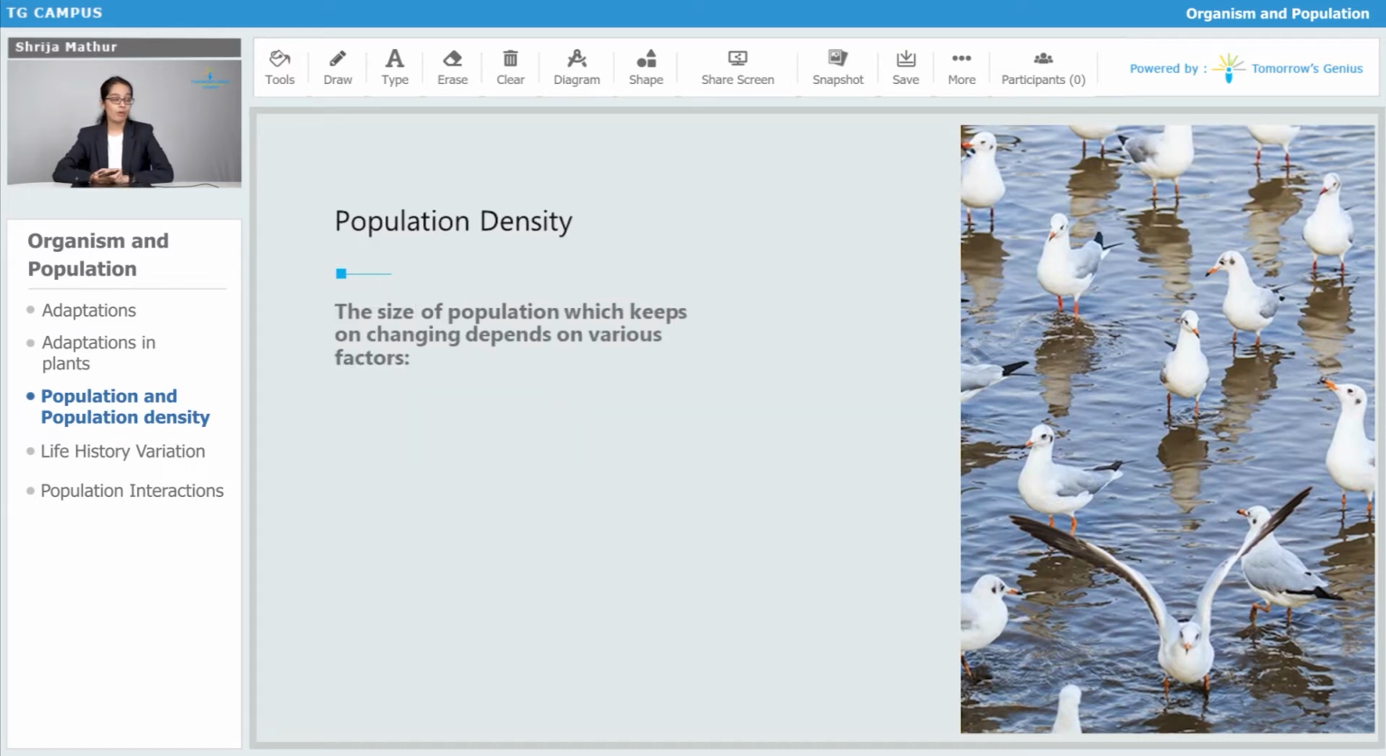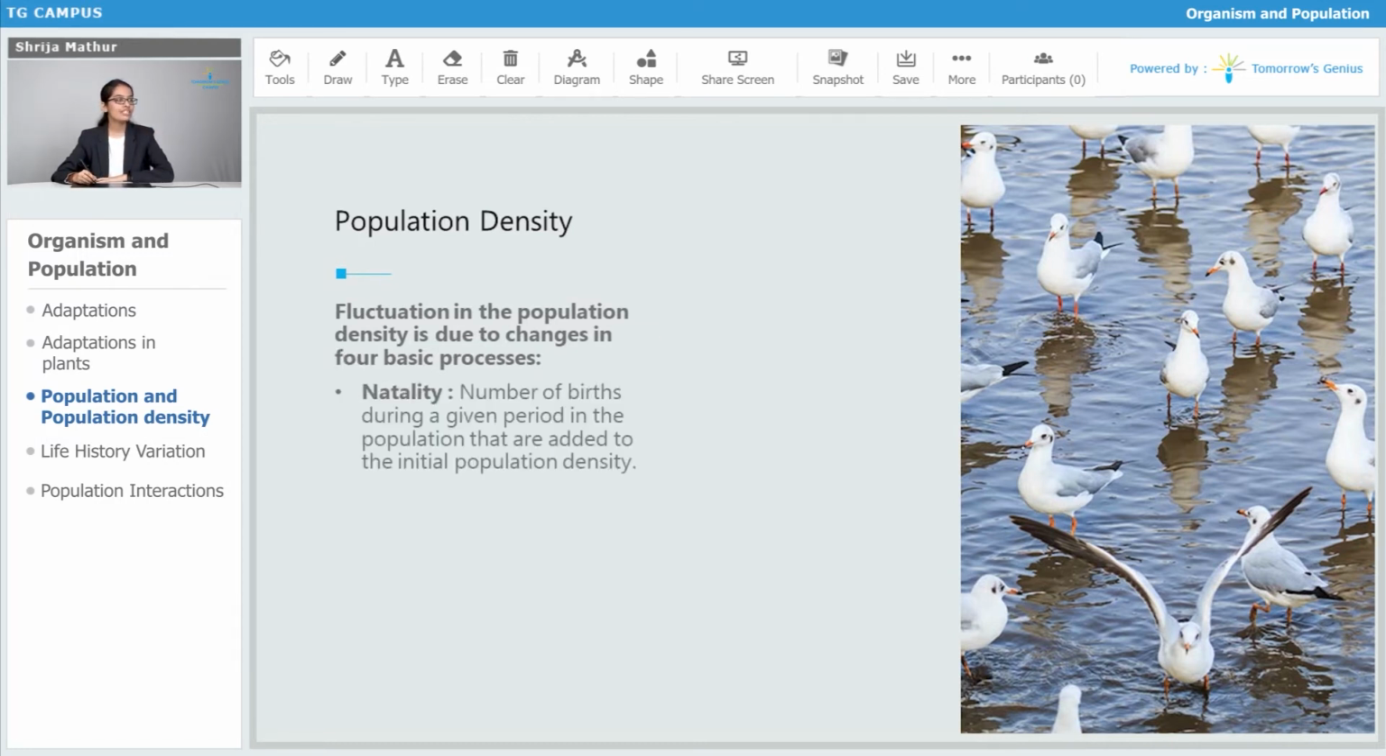The size of a population keeps on changing depending on various factors. What are those? Food availability, yes. Predation pressure, yes. Who is predating, from where they will predate, so you have to protect yourself. Weather conditions over a particular period of time, all these things are there. Fluctuations in population density are due to changes in 4 basic processes. When we talk about population density, 4 basic terminologies are used.